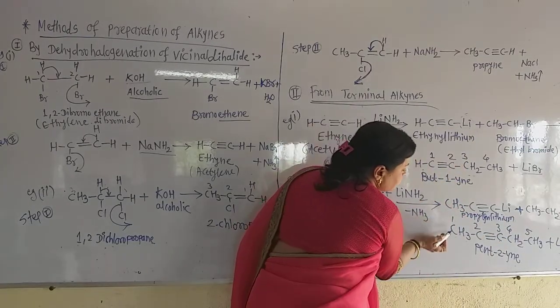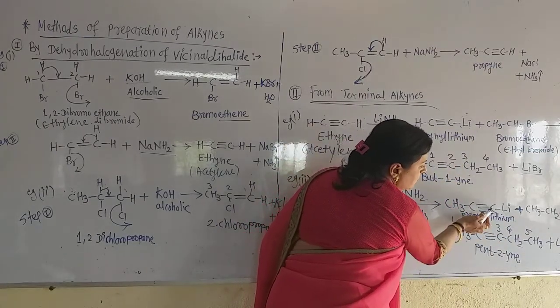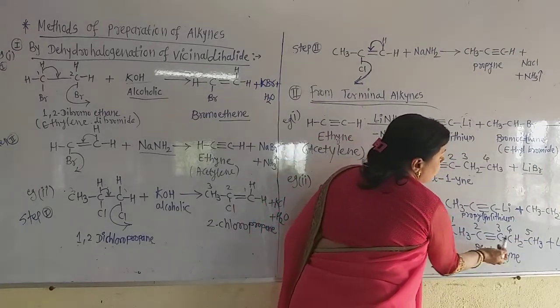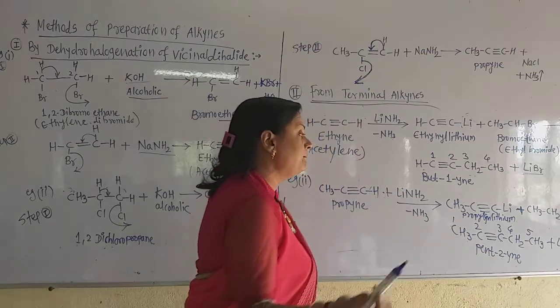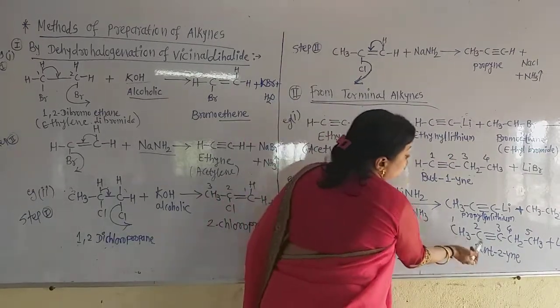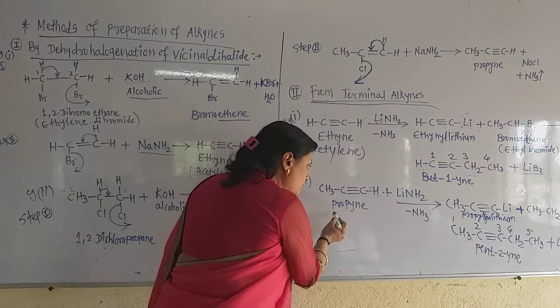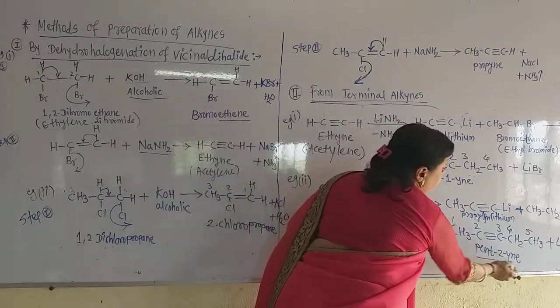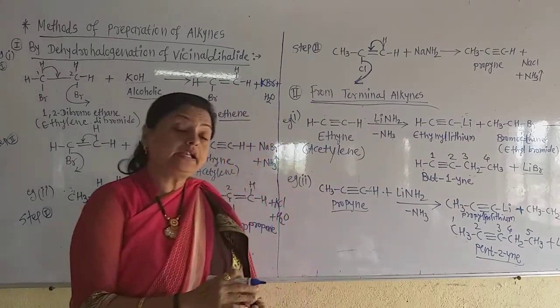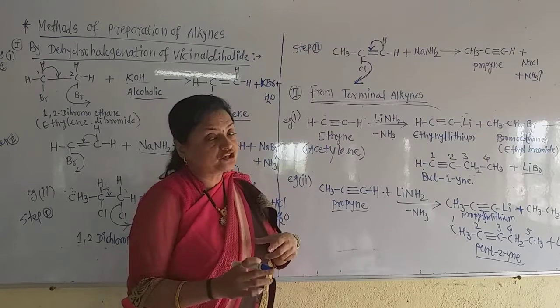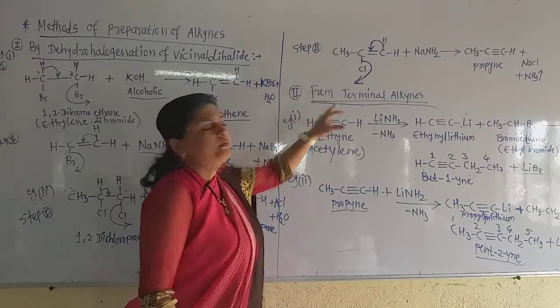So what is that? CH3, C triple bond C, and again CH2CH3. Now see, there are 5 carbon atoms. So it is pentyne, but it is pent-2-yne. Why? Because the triple bond is on the second carbon. Now from propyne we obtain pentyne. From lower alkyne we obtain the higher alkyne. So the name of this method of preparation of higher alkyne is called from terminal alkyne.